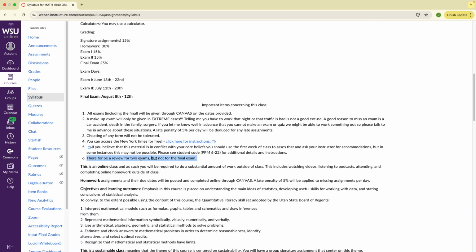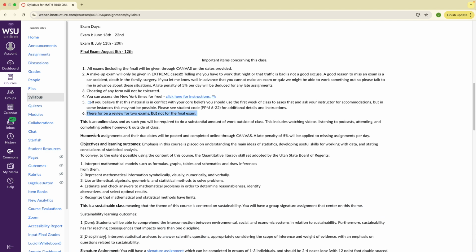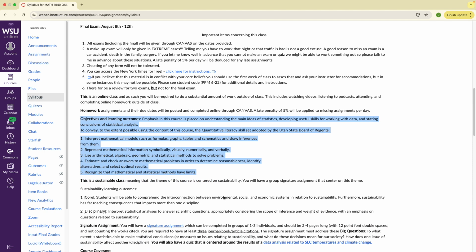There's a review for both of your exams, but not for your final exam. Then the homework is due on the dates listed in Canvas. There is a late penalty of 5% per day, so the sooner you submit your assignments, the better, if it's late, that is. And the learning outcomes for this course are as follows.